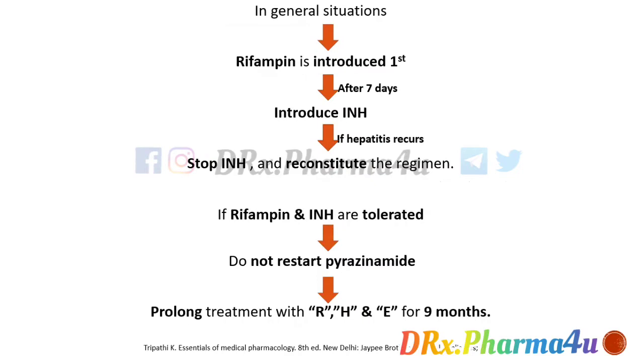In general situations, when hepatotoxicity occurs, we usually stop all the first-line agents, and we will first start with rifampin. We will introduce rifampin. After 7 days, if there is no hepatotoxicity, then we will introduce isoniazid also. If hepatitis comes back, then we will stop isoniazid and reconstitute the regimen. If rifampin and isoniazid are not the culprits, then we should not restart pyrazinamide, because most probably pyrazinamide is responsible for causing hepatotoxicity. Because as I already told you, ethambutol does not cause hepatotoxicity, and streptomycin is also not a culprit. So if rifampin and isoniazid, when you re-challenge them, do not cause hepatotoxicity, that means pyrazinamide is the culprit. So avoid pyrazinamide. You can prolong the treatment with rifampin, isoniazid, and ethambutol for 9 months.